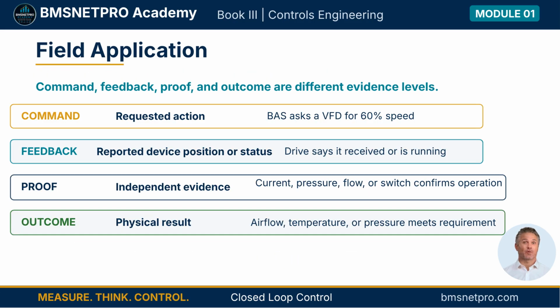This distinction is one of the most important lessons in the module. A command is an instruction. Feedback is what a device reports. Proof is independent evidence that something operated. Outcome is the physical result we care about.